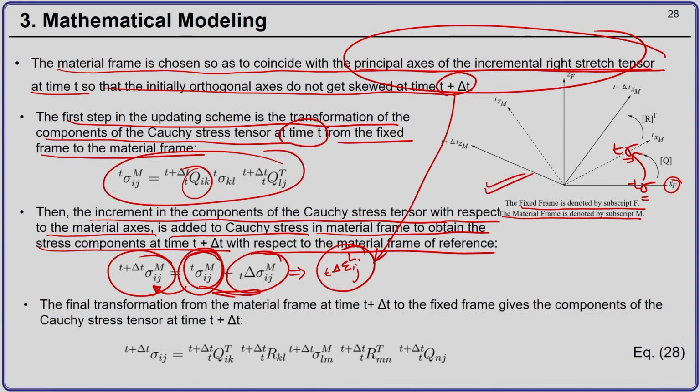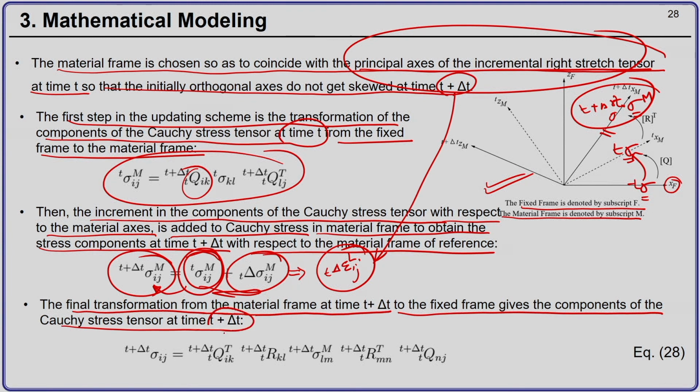Next, we now get sigma m in this frame at time t plus delta t. Once we have the Cauchy stress here, we can finally transform from the material frame at time t plus delta t to the fixed frame, giving the components of the Cauchy stress at time t plus delta t in the fixed frame. So now I can go back to the fixed frame, and in going back I use the rotation and the transformation.